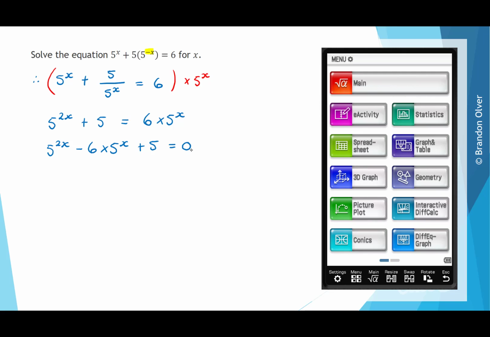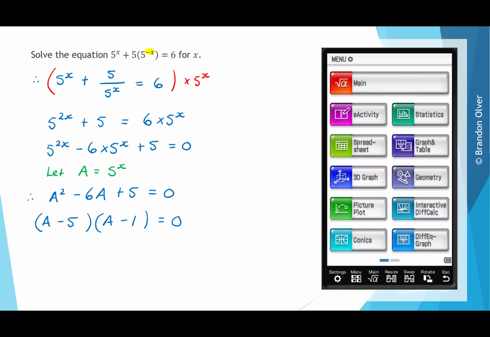To help simplify this a bit for us, we can just let a equal 5 to the power of x. Therefore, this equation becomes a squared minus 6a plus 5 equals 0. And now we're solving a quadratic. So to solve a quadratic, we start by factorising it. And that's still going to equal 0. And for this, we're going to have a minus 5 and a minus 1 as the two linear factors.